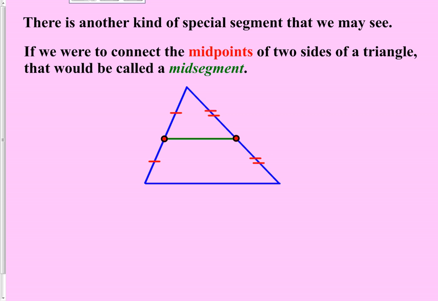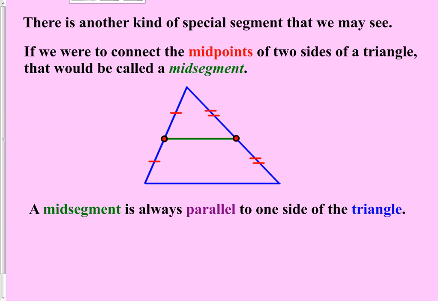It's called a midsegment, and there is an additional property that goes along with being a midsegment. A midsegment is always parallel to one side of the triangle. Okay, it's very clear to see which side it's going to be parallel to, but that is an important property. If you connect the midpoints of 2 sides of a triangle, then you have a midsegment which is definitely parallel to the 3rd side of the triangle.